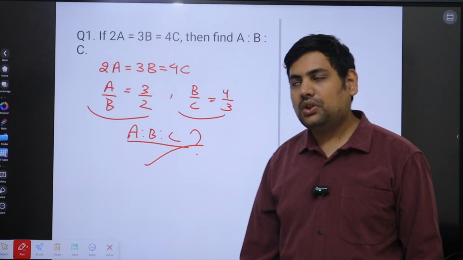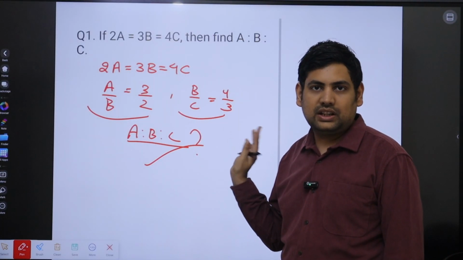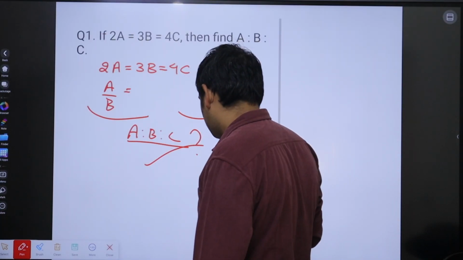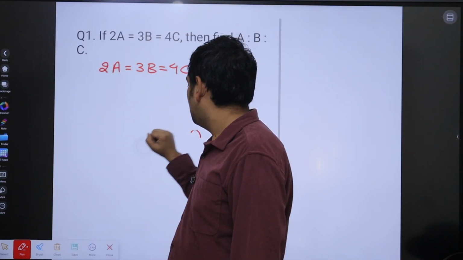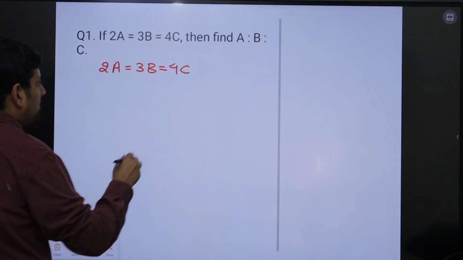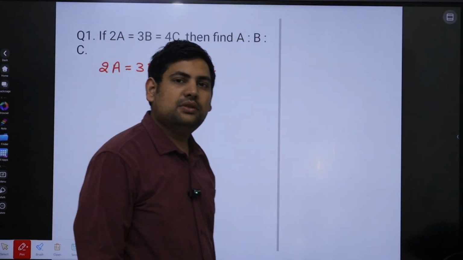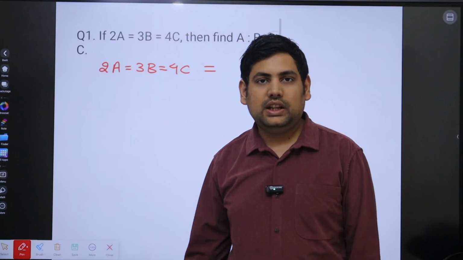Now we'll learn another process that we generally use for equality or proportion cases like this. Now understand. What you have to do, very simply, is equate it to their LCM or the product of these numbers. So LCM of 2, 3 and 4. What is the LCM? LCM is clearly 12. Correct?